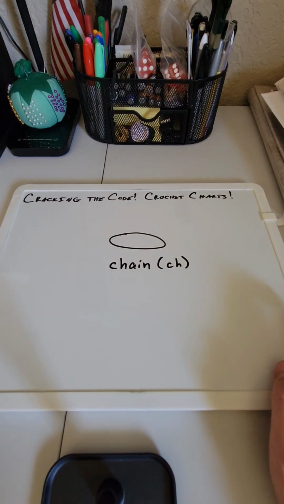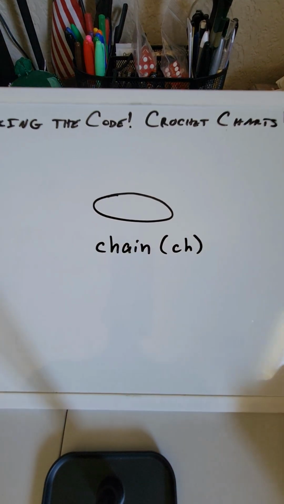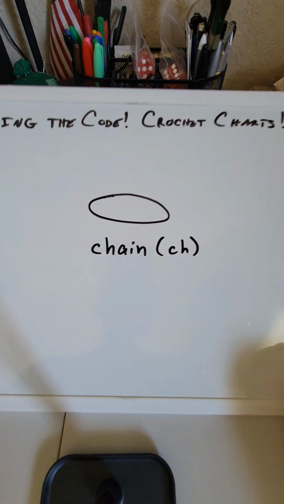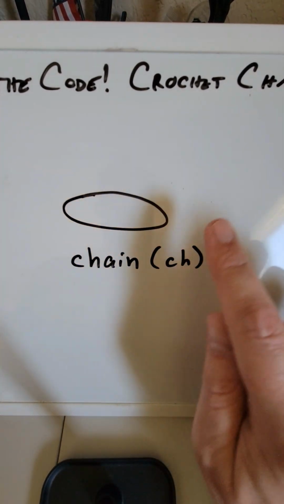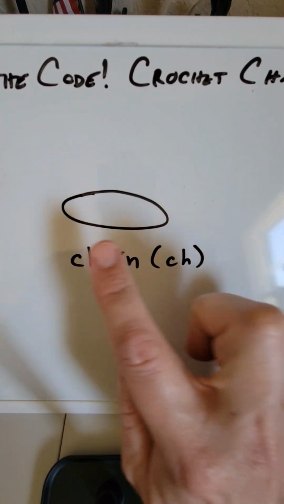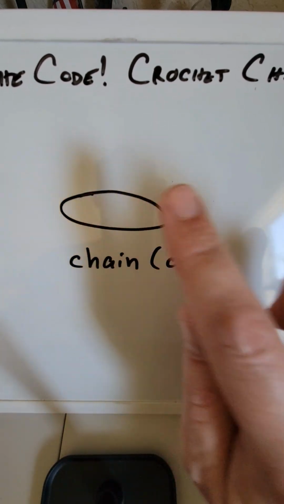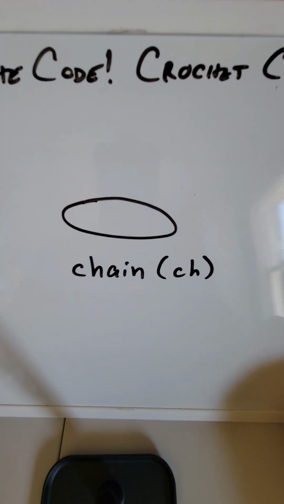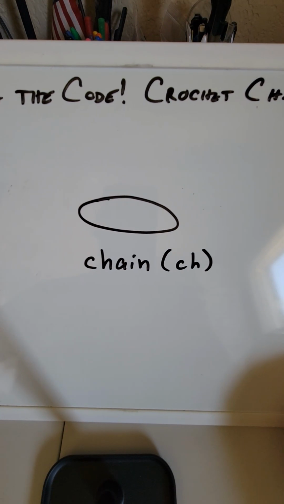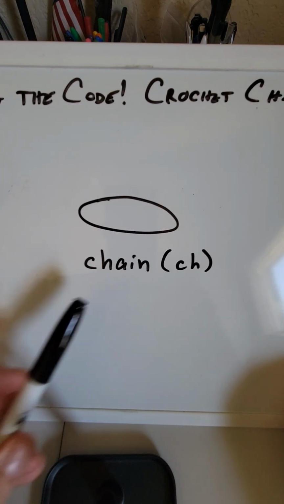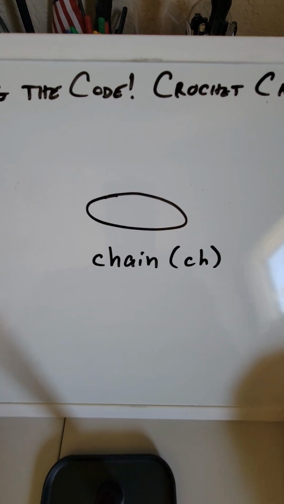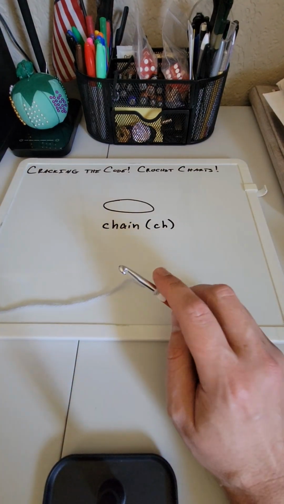Alright, so the first symbol you see on your screen is for the chain stitch, and I too have the title cracking the code. Okay, so this is what you'll see. It's shaped almost like a rice kernel, or an oblong, a stretched out oval shape. I also included the abbreviation for the chain, and in the UK it's the same thing. So go ahead and I'll demonstrate the chain stitch for you.